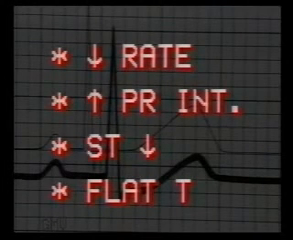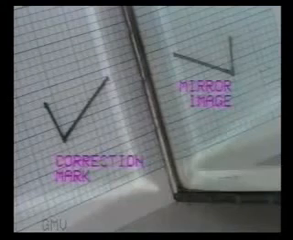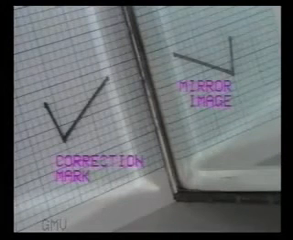Now we will see what happens with overdosage of digitalis or digitalis toxicity. The PR interval is further prolonged and there may be second degree heart block with few dropped beats. And there is a very characteristic ST segment depression described as mirror image of a correction mark. On the left we see a correction mark and on the right is its mirror image. That is how the characteristic ST segment depression looks in digitalis toxicity.